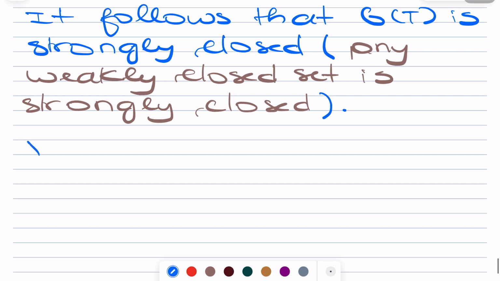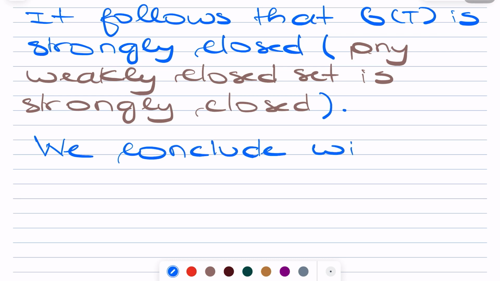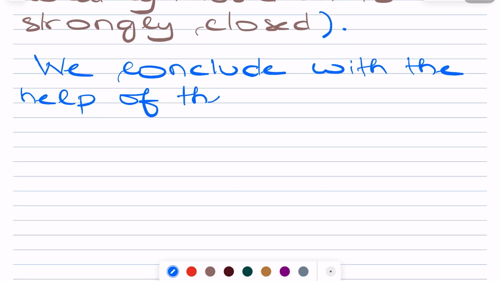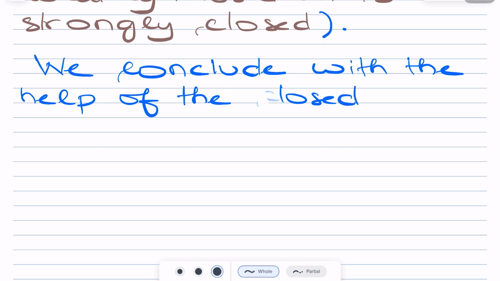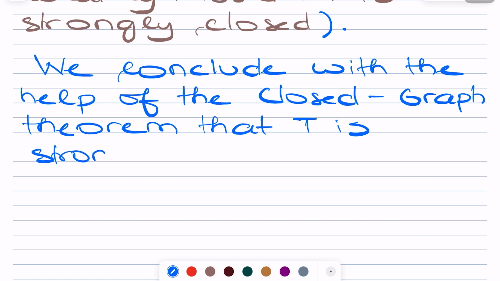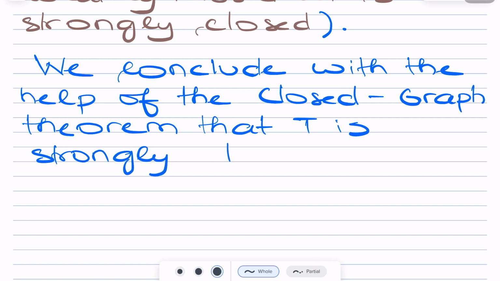So we conclude with the help of the closed graph theorem. I also did a video on that: you have a full lecture on the closed graph theorem and the open mapping theorem, so I also invite you to have a look at that. So we conclude with the help of the closed graph theorem that T is strongly continuous.